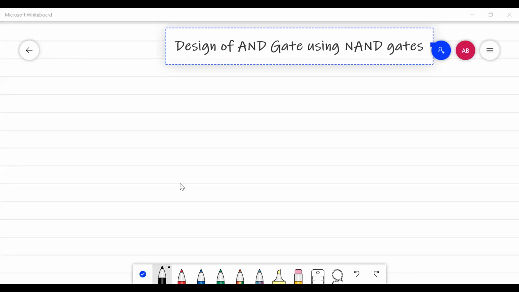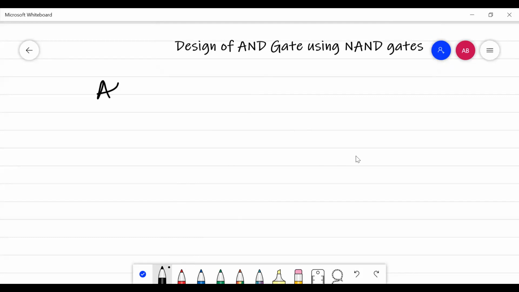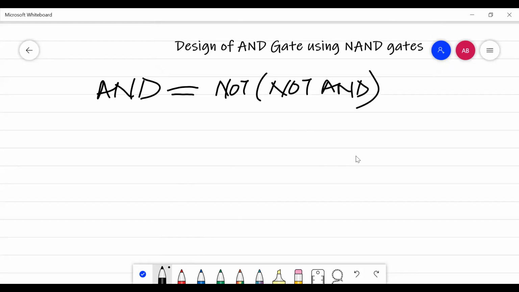So now we are going to study how we can create our AND gate using our NAND gates. So the very first thing that you all should remember is that AND gate is equal to NOT of NOT AND gate. Now what do we mean by this NOT of NOT AND gate? If you just see the meaning of NAND, NAND means this is my NOT and this is my AND.